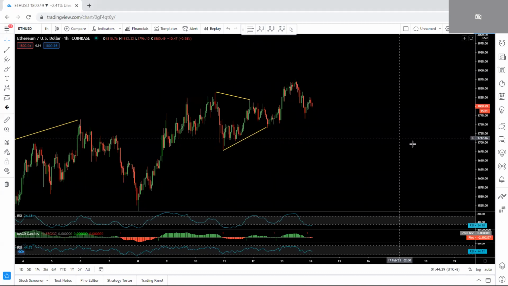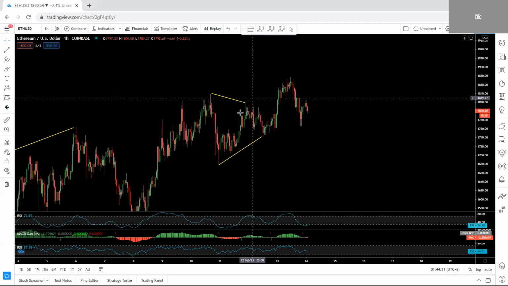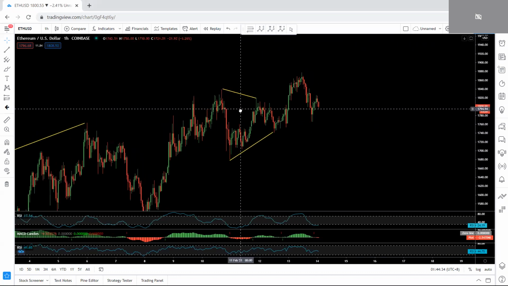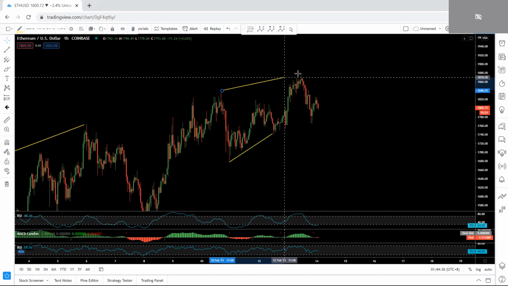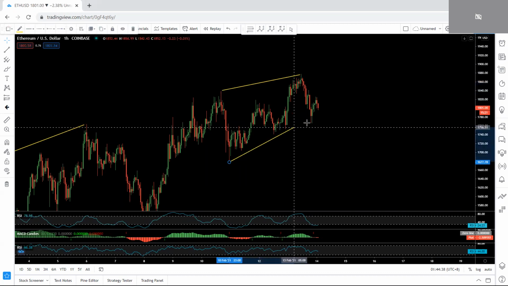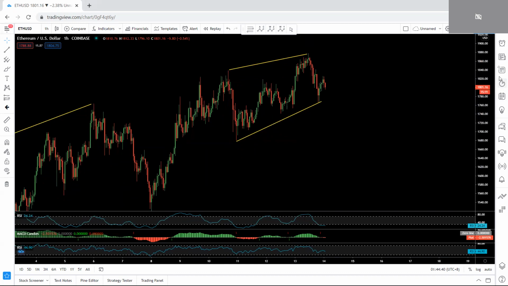In my last video, I mentioned that at that time we were looking at this correction. Then I explained how this correction changed, and this is what I explained and what we have right now.